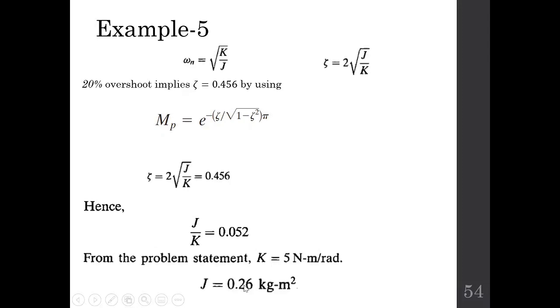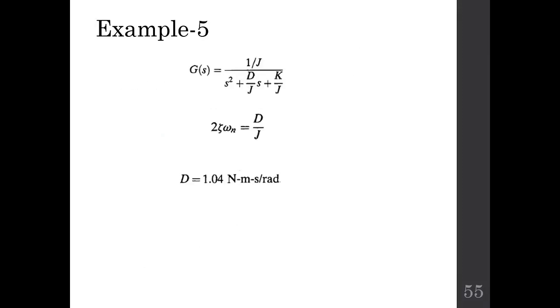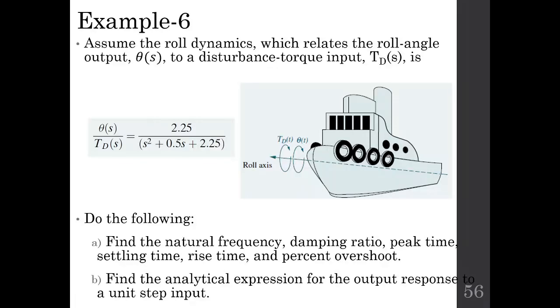Next, we need to find out D. From the system transfer function, we found 2 zeta omega n is equal to D divided by J. We know the value of zeta, omega n and J. So by putting the values of zeta, omega n and J in this equation, we found D equals 1.04.